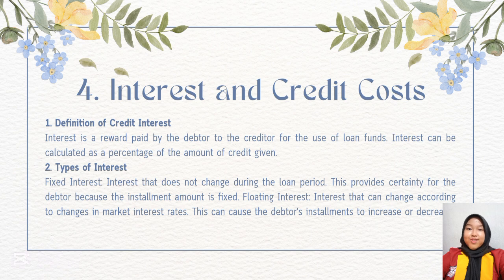2. Types of interest. Fixed interest, interest that does not change during the loan period. This provides certainty for the debtor because the installment amount is fixed. Floating interest, interest that can change according to changes in market interest rates. This can cause the debtor's installments to increase or decrease.